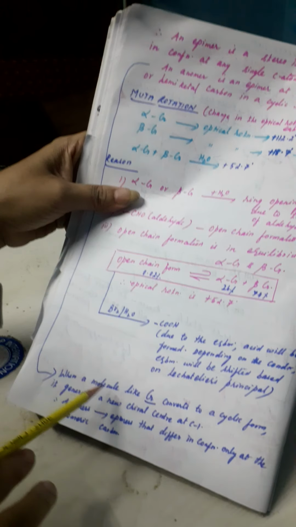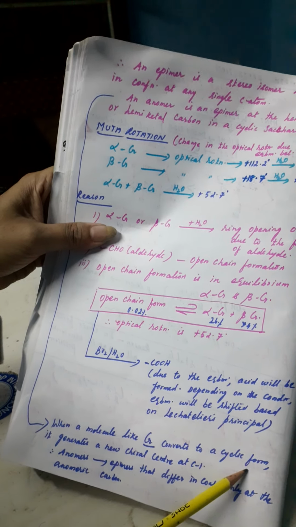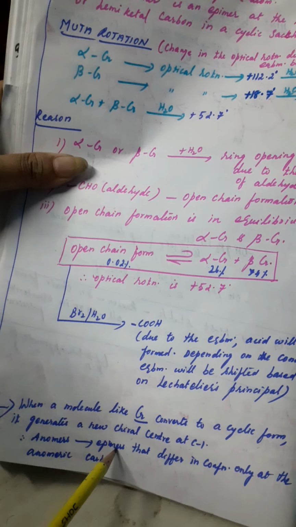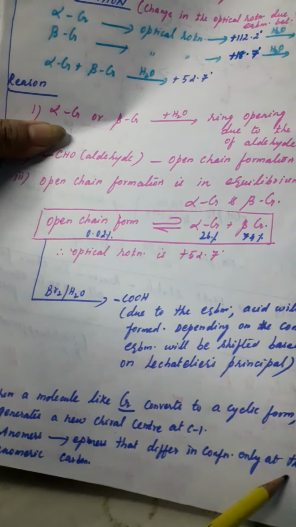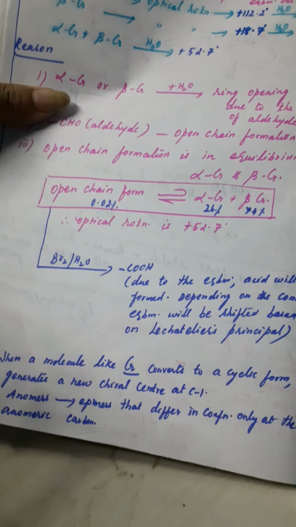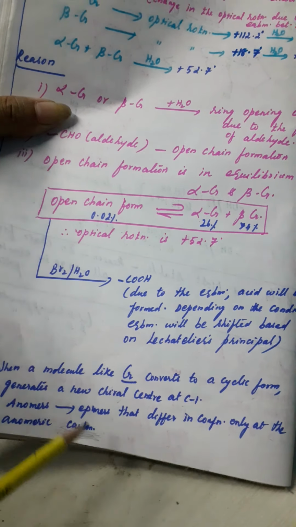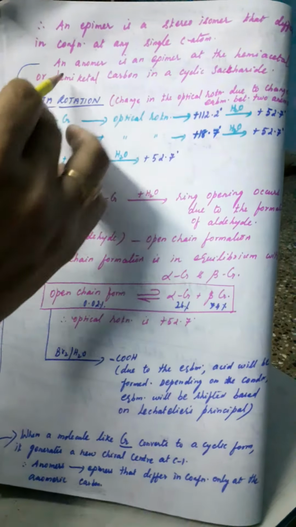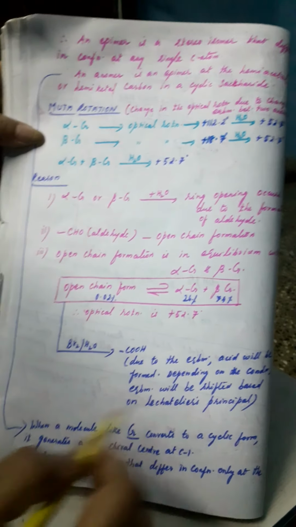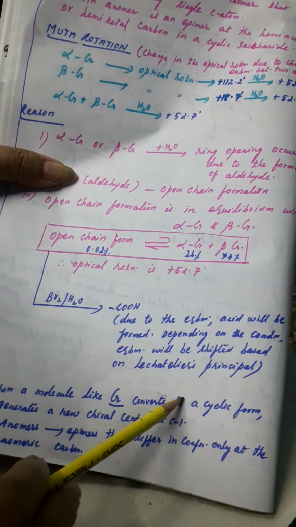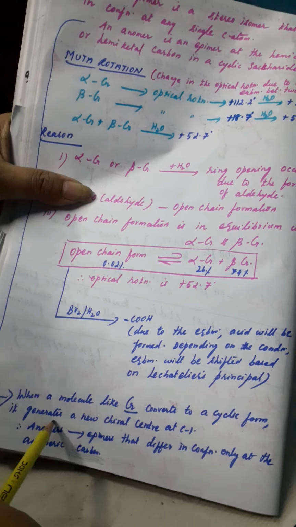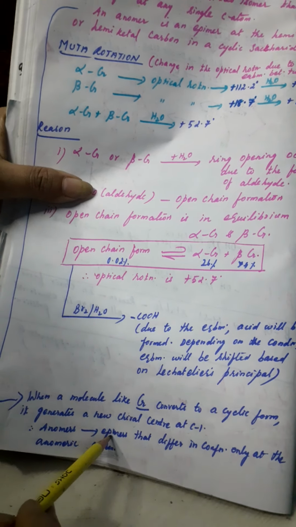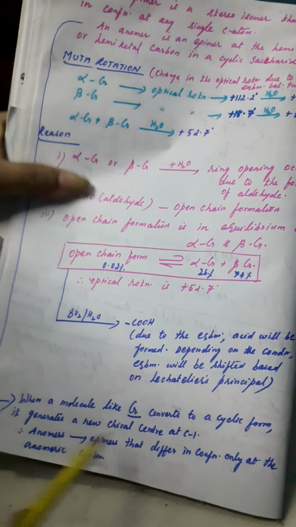So, to make it simple, when a molecule like glucose converts to a cyclic form, it generates a new chiral center at C1. Anomers are epimers that differ in configuration only at the anomeric carbon. So, if the configuration differs only at the anomeric carbon, then we call these anomers. I just make the point clear. If you find hemiacetal and hemiketal very difficult for the time being, look at this definition. When a molecule like glucose is converted to a cyclic form, it generates a new chiral center at C1. So, the anomers are the epimers that differ in the configuration only at the anomeric carbon.